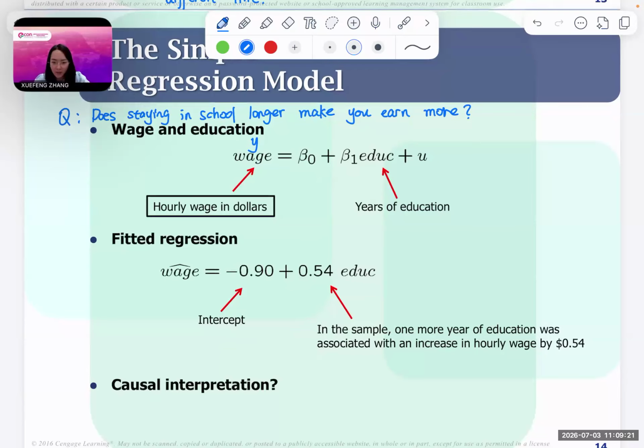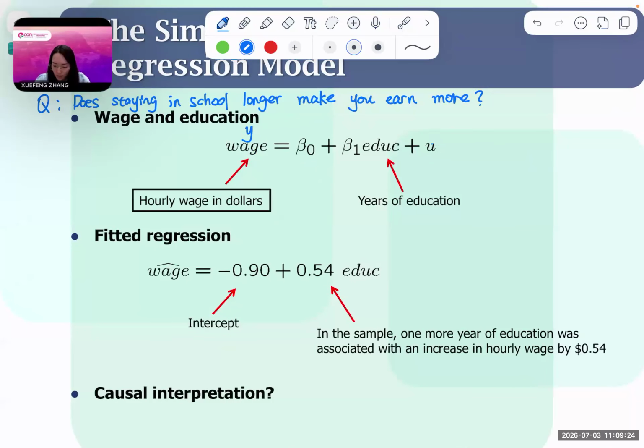What can we have in the mu? For example, the mu maybe contains experience, right? And also talent. Maybe sometimes luck, etc. So the OLS result from the real data is the fitted regression, which is wage hat equals negative 0.9 plus 0.5 education. Let's read each number.